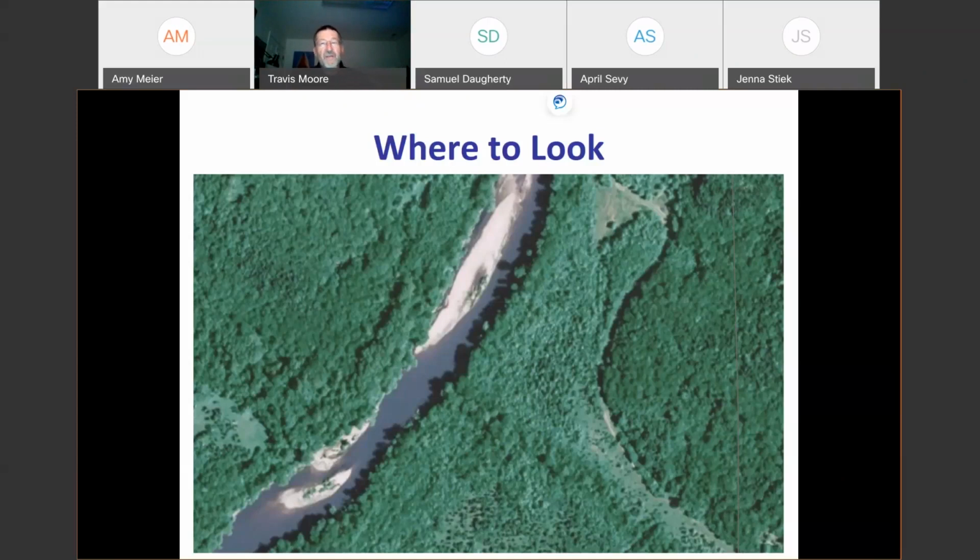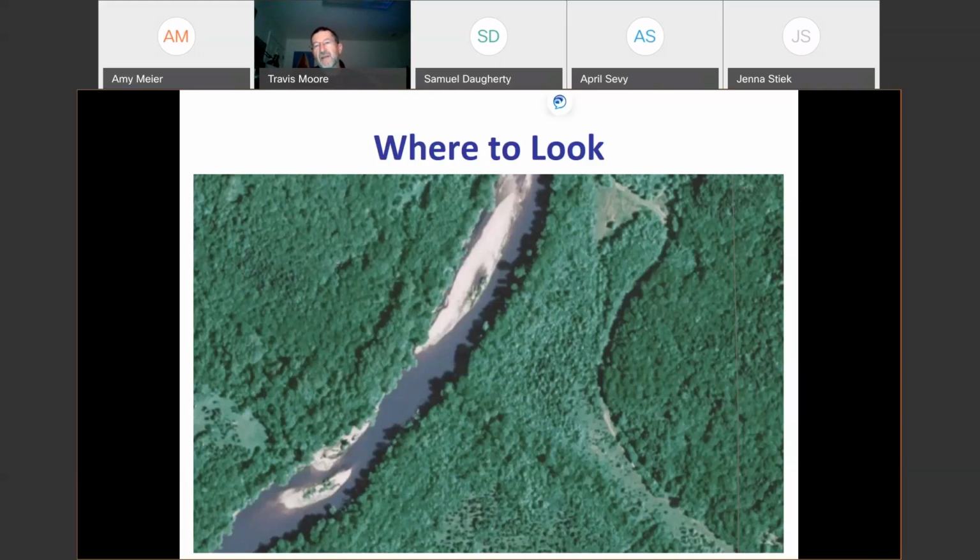And you can find pretty good piles of them in particular locations. My wife was helping with a survey several years ago, and I believe they found over 100 shells in one little pile where this muskrat had really found a great cache of them.